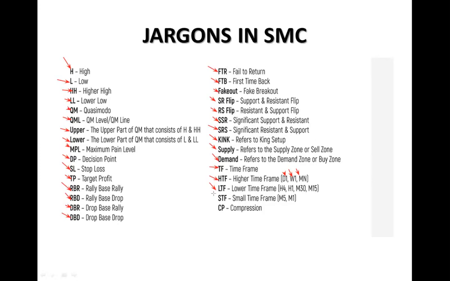We have the STF, that is small time frame. We have the 5 minutes and 1 minute. Then CP, we have the compression. We have so many jargons. Maybe in our next class I'm going to discuss that. We have the OTE, the BMS, the POI, and so many other jargons we know in the smart money concept. But this is the most important one that you should first know.